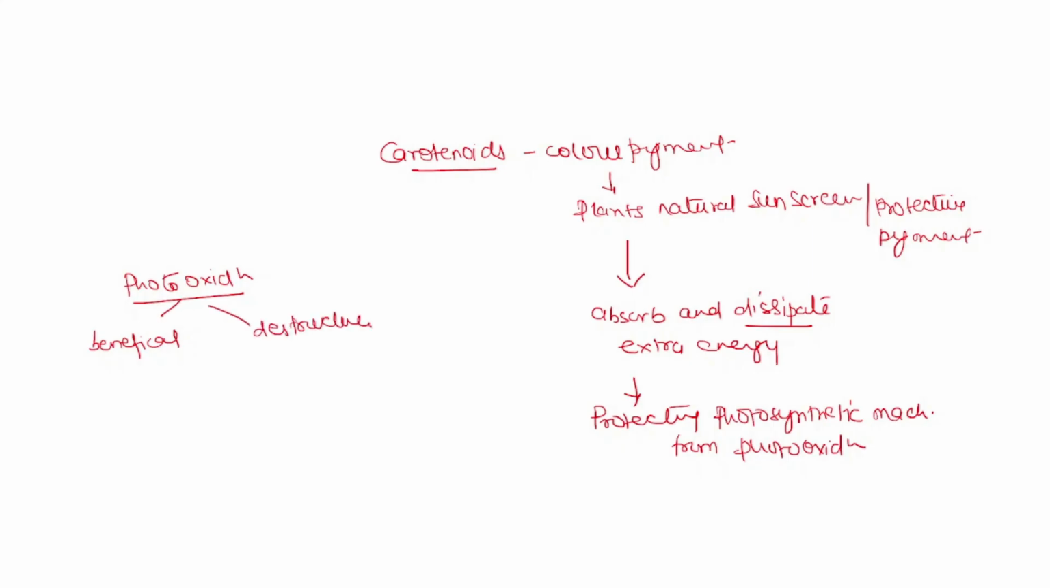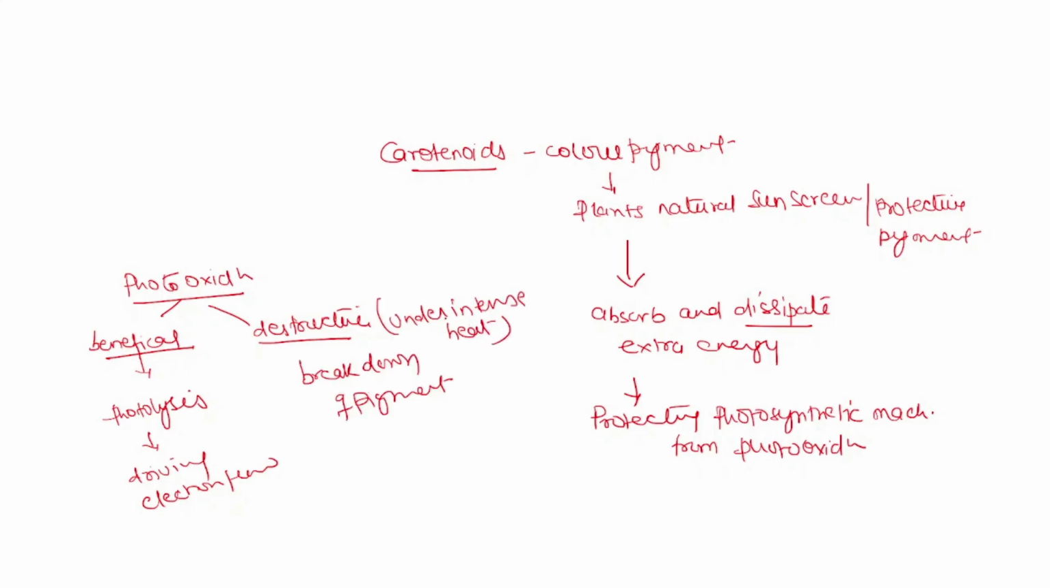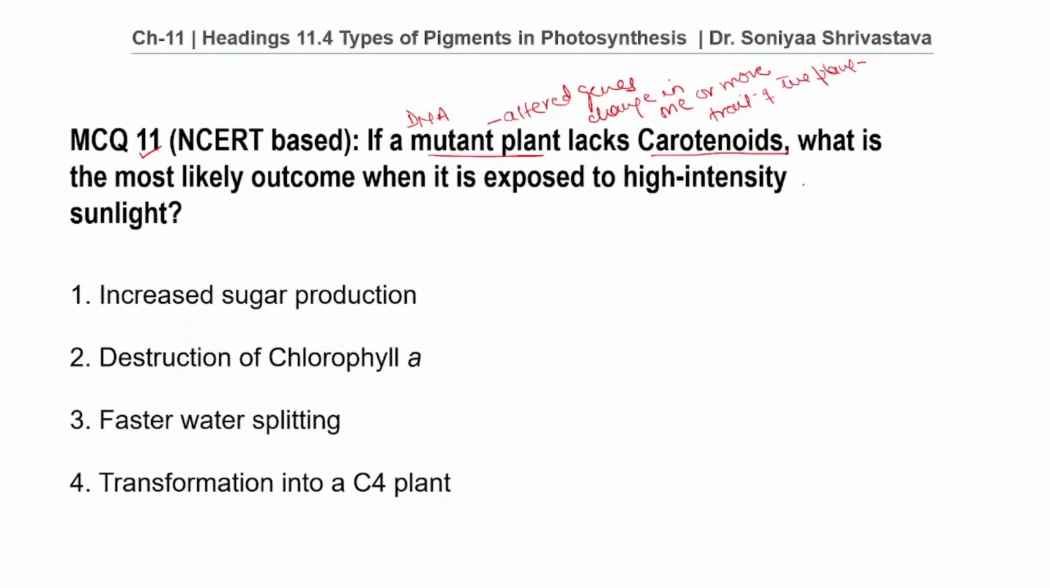How? When the heat is normal, beneficial oxidation of chlorophyll by light energy is also called photolysis, driving the electron flow. But under the intense heat or excessive light energy, it causes breakdown of pigments due to oxidative stress. So if a plant loses its carotenoids and is exposed to intense sunlight, what do you think will happen? Our first option is increased sugar production.